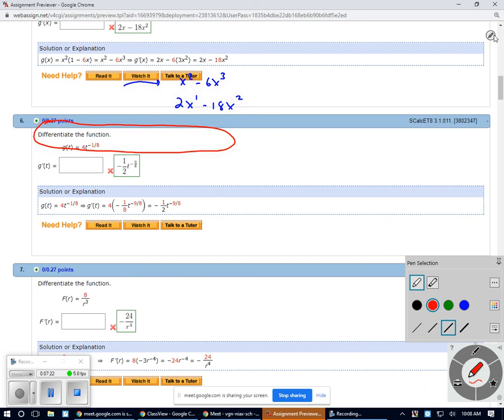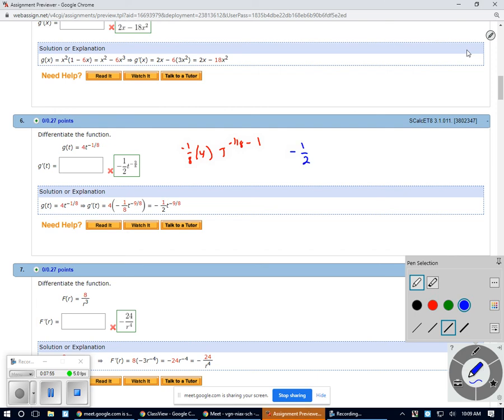This is a little more complicated because you've got that fraction involved, but it's the same idea. I'm going to say negative 1/8 times 4 t to the negative 1/8 minus 1. That's x to a power, or t to a power. So I multiply in front, subtract 1. That's a perfectly fine answer like that. But they're going to simplify it all up and say negative 1/2 t to the negative 9/8.